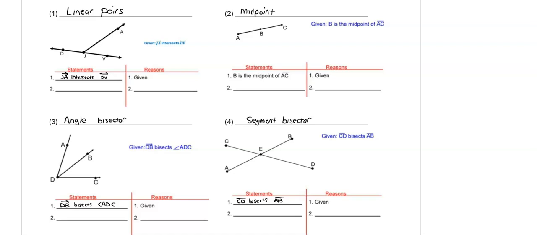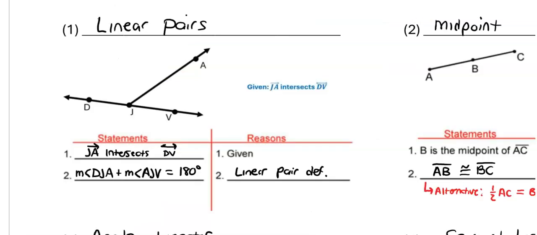Number 1 is linear pairs, 2 is the midpoint definition, 3 is the angle bisector definition, and 4 is the segment bisector definition. What I would like you to do right now is to pause this video and try to see if you can write out a conclusion for each of these statements. So go ahead and take a pause now. All right, let's go through these one by one and see how we did.